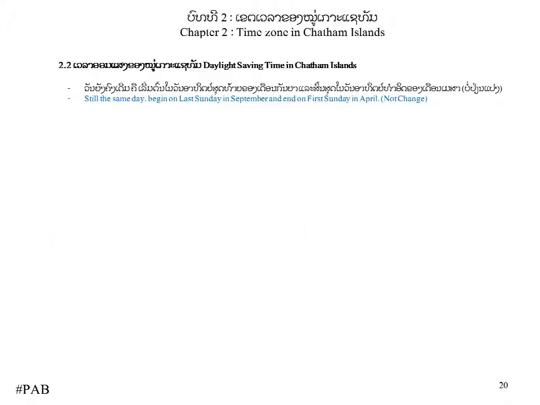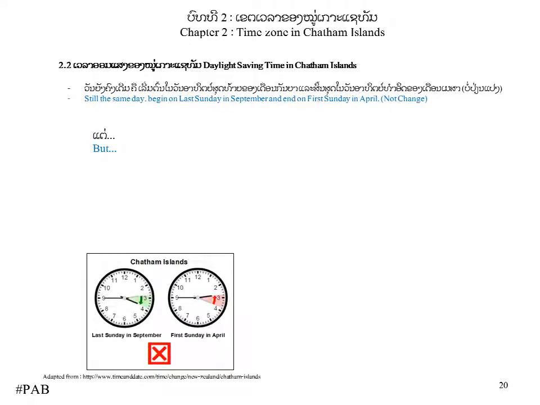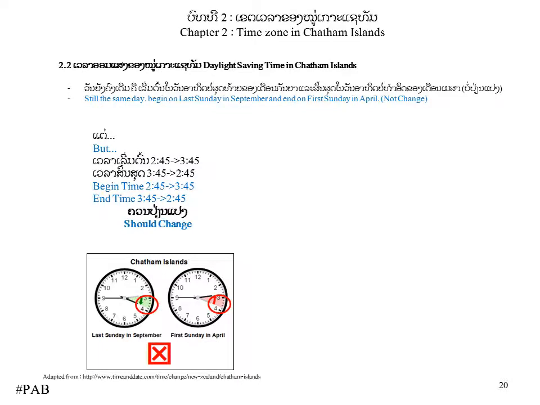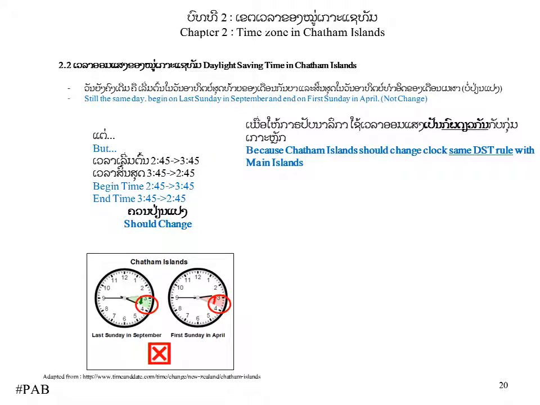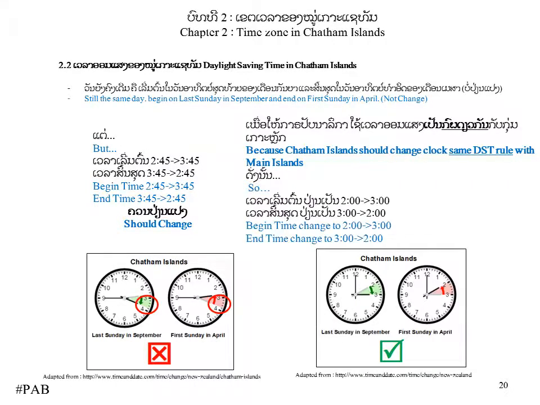Now, daylight saving time in Chatham Island. It would still be on the same days, beginning on the last Sunday in September and ending on the first Sunday in April, so the days do not change, but the begin and end times should. Currently they begin from 2:45 to 3:45 and end from 3:45 to 2:45. Chatham Island should change its clock by the same daylight saving time rule as the main island. So the beginning should change from 2 o'clock to 3 o'clock, and the end from 3 o'clock to 2 o'clock.